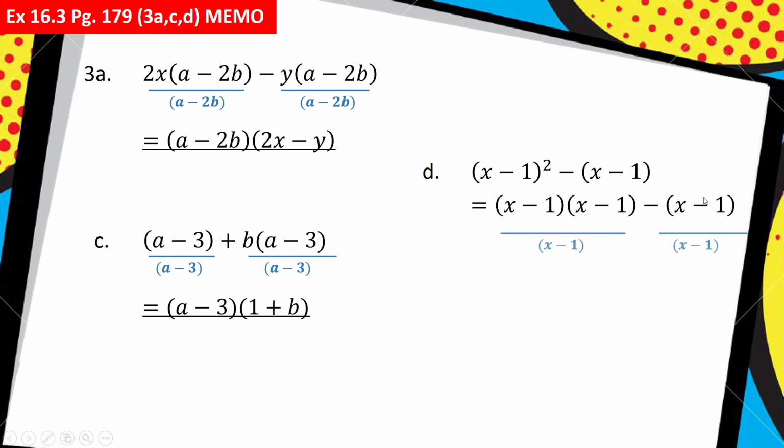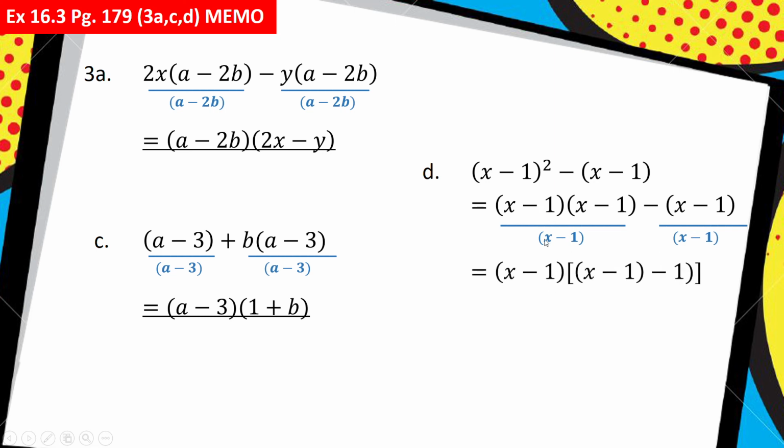So I divide through by x minus 1. So those two x minus 1's will cancel, and I'll be left with a bracket of x minus 1 here. And those two have got the same thing over each other, so anything over itself is equal to 1. So this is what I've got. Okay, so there's my highest common factor. That's what I'm dividing by.